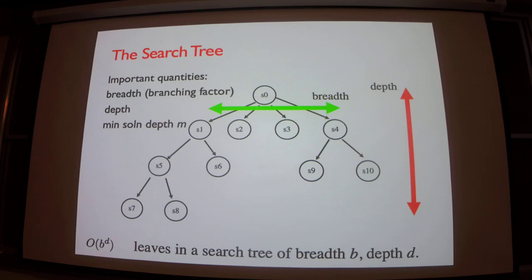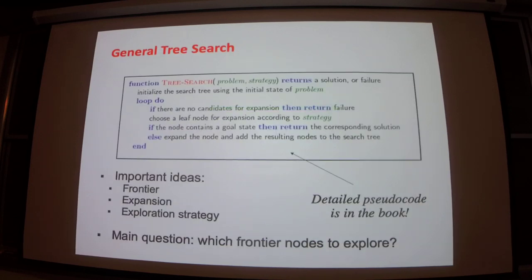Okay, so generally, here's some pseudocode for what a tree search looks like in the book. Did anybody do the reading? Did everybody do the reading? Everybody did the reading, right? Awesome, so you have seen this and a much more detailed version of this. So when we're searching over a tree, the important ideas here are how are we handling the frontier? How are we expanding, and what is the strategy when we do that expansion? So the main question here is which frontier nodes do we explore and when?